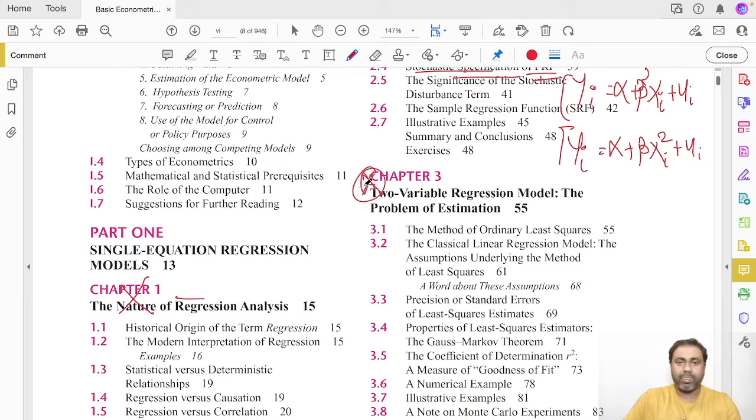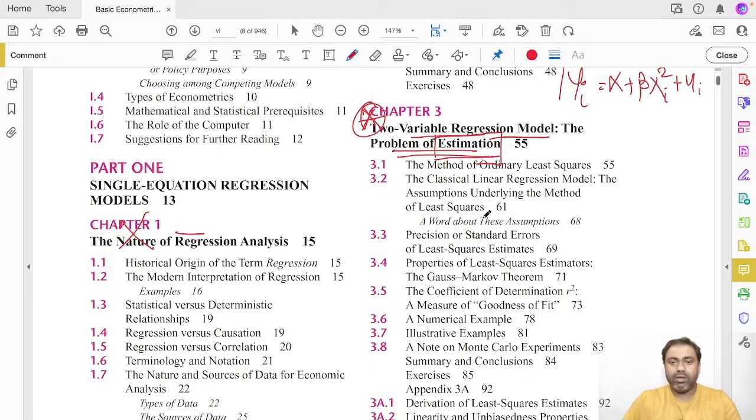Chapter 3, a two variable regression model, the problem of estimation. Method of ordinary least squares. Why do we say ordinary least squares? Because we try to minimize it. Classical assumptions underlying the method of least squares. When we talk about assumptions, it's about heteroscedasticity, multicollinearity, or autocorrelation. So this 3.2 is again very much important.